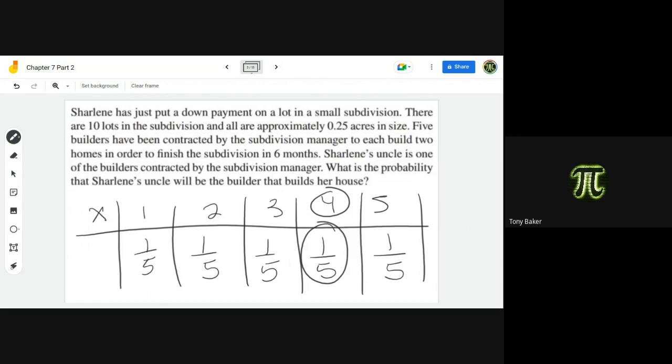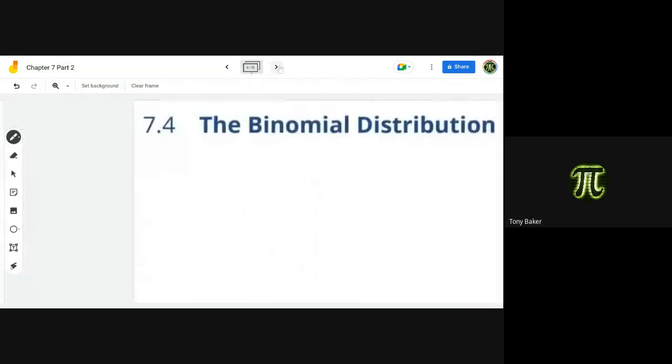So now, the vast majority of things are not going to be uniform probability distributions. They're not going to be all exactly the same. Most situations do not come out that way. But if they do, it makes life a lot easier. Congratulations, we're done with that one.